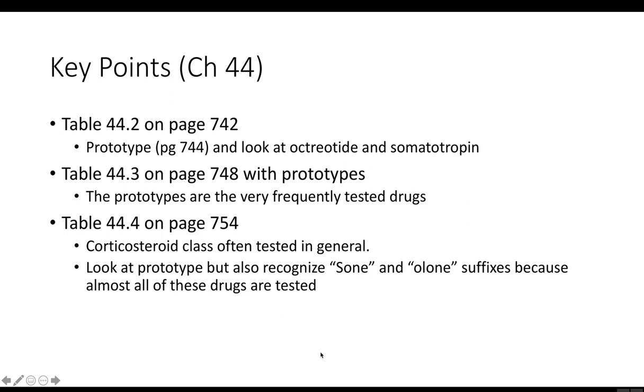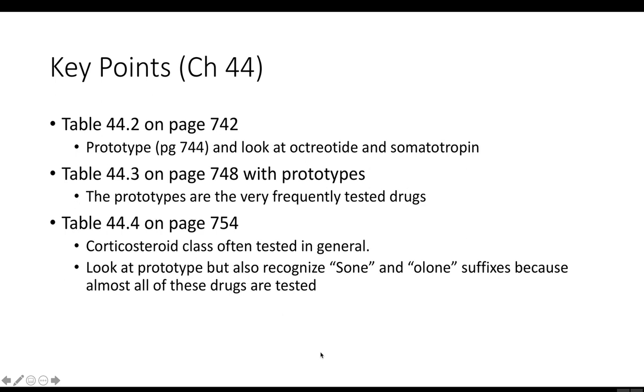Black box warning, severe liver injury and acute hepatic failure. Boom, bring your black box down to your lab test: AST, ALT, alk phos. So you kind of make that connection there. You're seeing it in multiple places, so you want to make sure you're paying attention to those types of things.